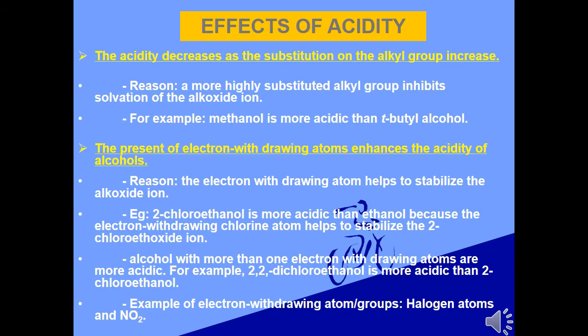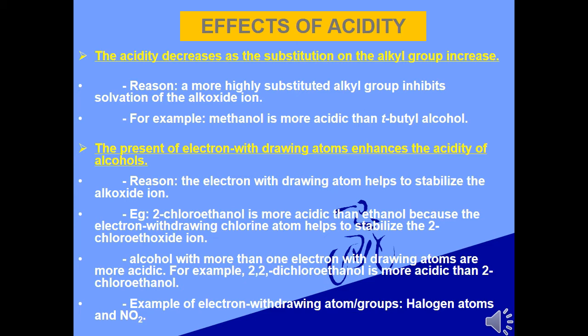Next is the effect on acidity. First, the acidity decreases as the substitution on the alkyl group increases. The reason is that a more highly substituted alkyl group inhibits solvation of the alkoxide ion. For example, methanol is more acidic than butyl alcohol.